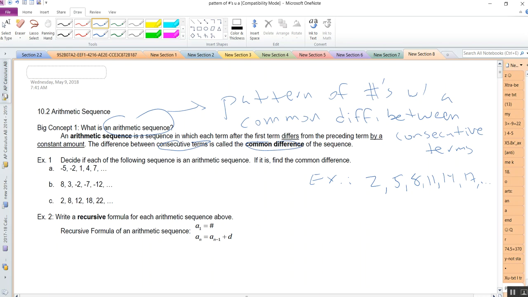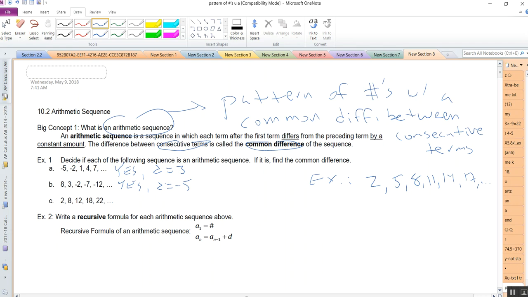So if you look at example 1 here, you're asked to decide if it is an arithmetic sequence, and if so, what is the common difference? So we see -5, -2, 1, 4, 7. So we do see a difference of 3, so I'd say yes. And of course, we'll say the difference is 3. And just to keep things simple, I'll use the variable d to represent the common difference. Now for b, looks like we're going down by 5 consistently, so I'd say yes again. My common difference is -5.